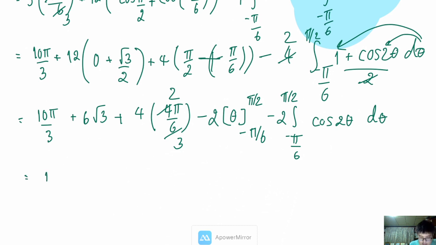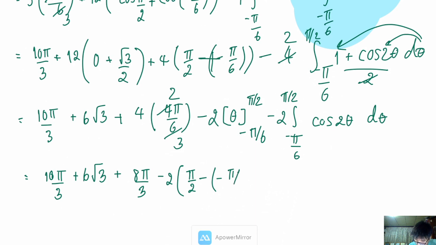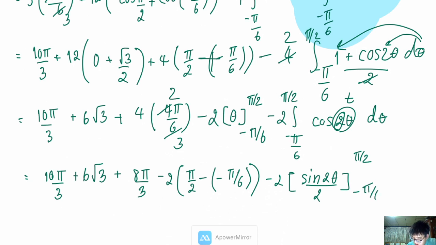This one is equal to 10 pi over 3 plus 6 over 3, plus 8 pi over 3 minus 2 of pi over 2 negative and negative, here 2 cos 2x. We look at the technique and find the integral of this. You get sine 2 theta over 2 from pi over 2 to negative pi over 6. This one you can get, you can get this value. Okay.